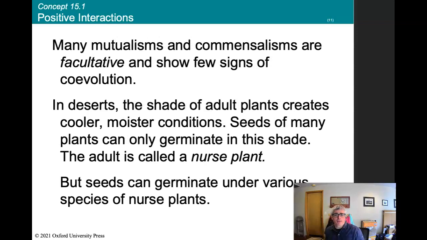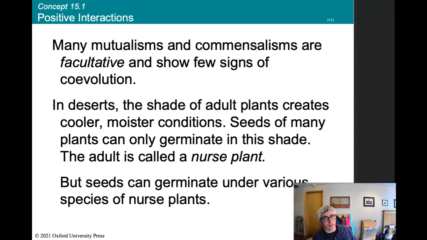Many mutualisms and commensalisms are facultative, and they show few signs of coevolution, meaning that you can trade out the species and you still have the same interaction. So in deserts, the shade of an adult plant creates cooler, moister conditions, and seeds of plants can only germinate in the shade. So this adult is called a nursery plant. But the seeds that germinate under various species of plants, so they're not specific to a certain type of plant. It's really just the structure that a large plant is providing: shade, a little cooler environment.